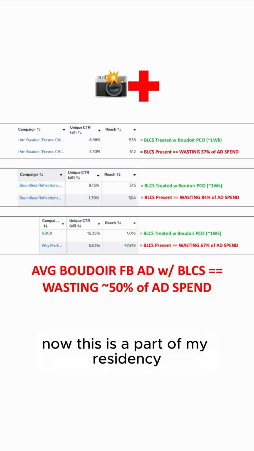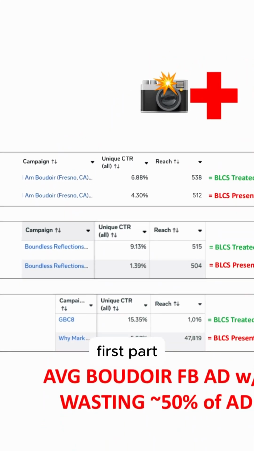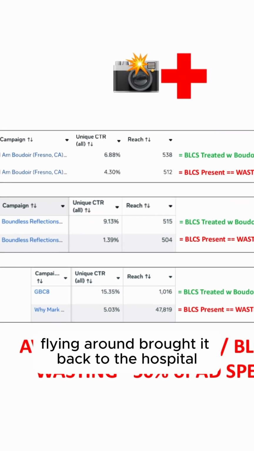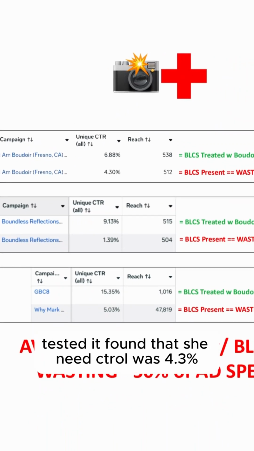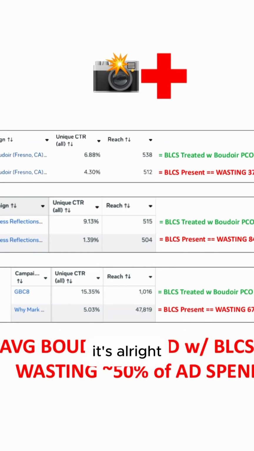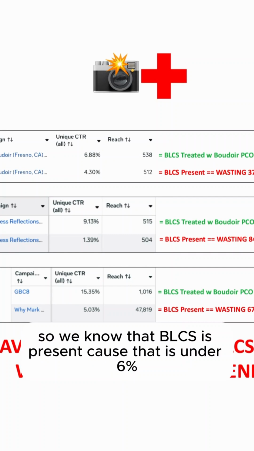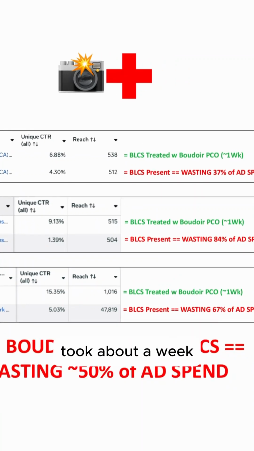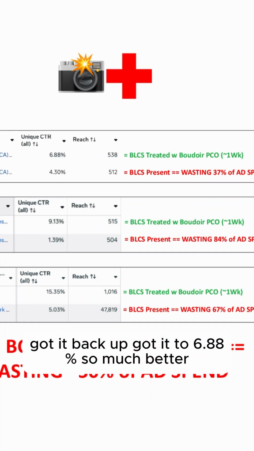Now, this was part of my residency. First part, I went in and found a Boudoir Facebook ad out there, flying around, brought it back to the hospital, tested it, and found its unique CTR was 4.3%. So we know that BLCS is present because that is under 6%. So we duplicated it, and I treated it with Boudoir Pico, took about a week, and got it up to 6.88%. So, much better.